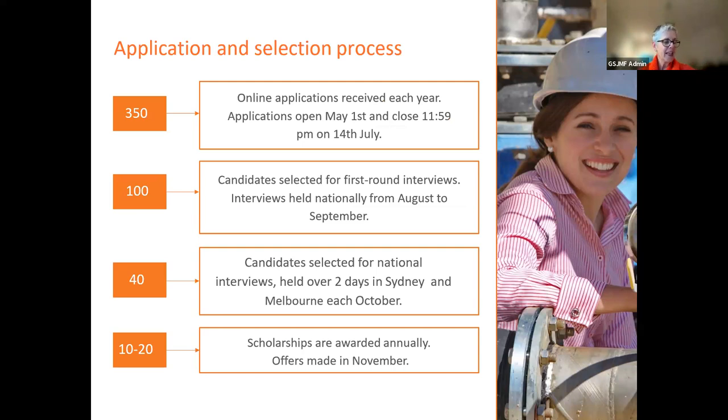Okay, so the application and selection process is quite detailed, very layered and quite complex, but there's a good reason for that. It's a really robust process, which ensures that out of several hundred applicants that we get each year, we get absolutely fantastic scholars who really do demonstrate those John Monash leadership qualities. So maybe 350 applications is what we start with, although this year I think we're going to be looking at quite a lot more than that.